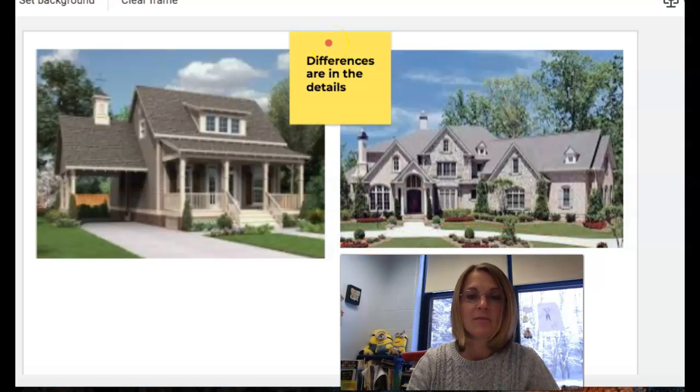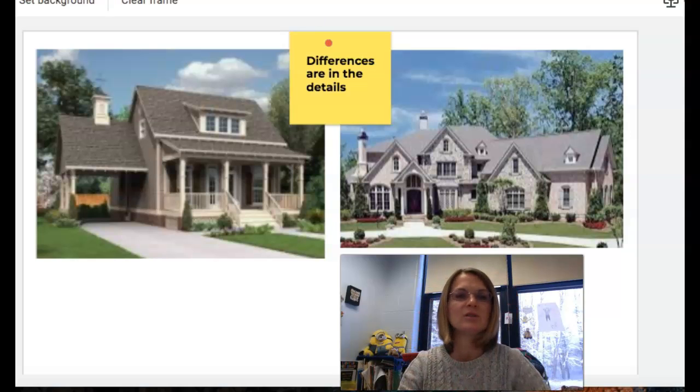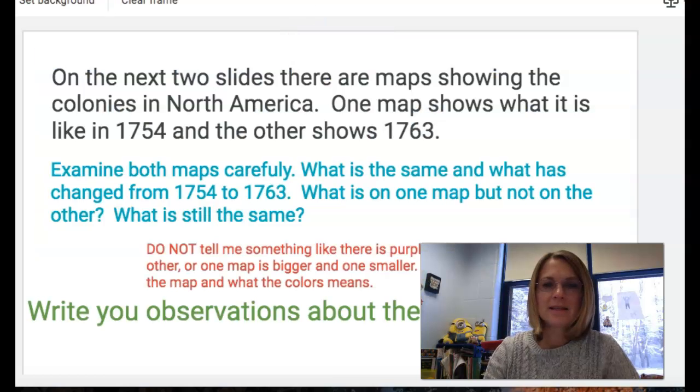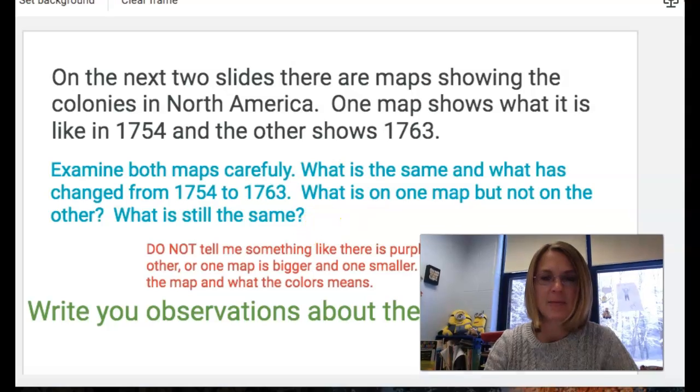Now we're going to look at something a little bit more closely to what we're going to do in class. You're going to be asked to compare maps, okay? Two maps of North America. One map shows what is like a 1754 and the other map shows 1763. Examine both maps carefully. What is the same and what has changed from 1754 to 1763? What is on one map but not on the other? What is still the same, okay?